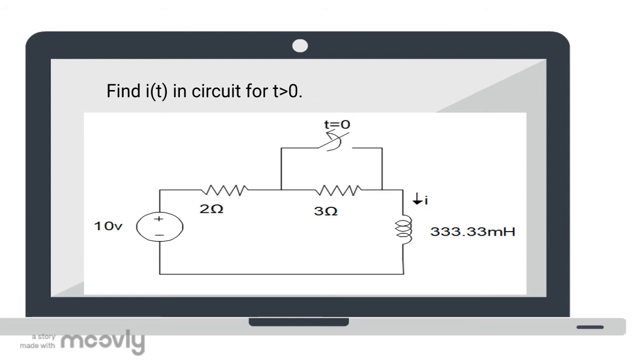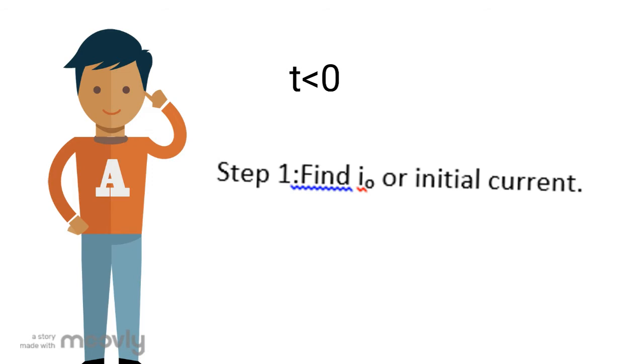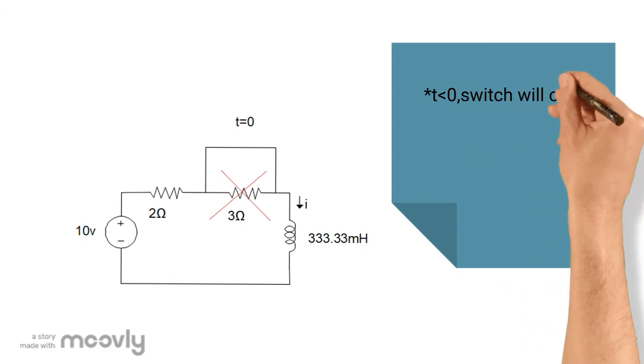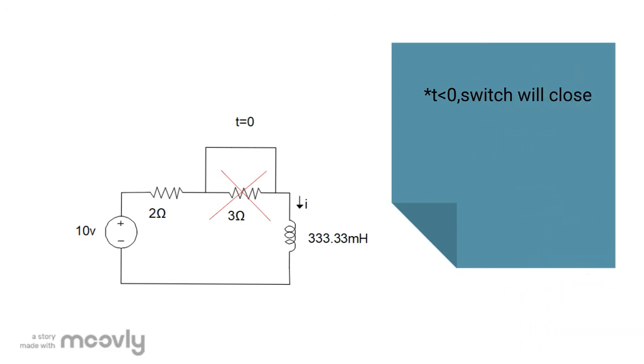The question asks us to find i(t) in the circuit for t larger than 0. Let us try to remember the first step we discussed earlier. For t lower than 0, we use step 1, that is to find the initial current. In this question, t lower than 0 means the switch is in closed condition, which allows the current to flow through the less resistant path. The 3 ohm resistor is neglected because current does not flow through it.